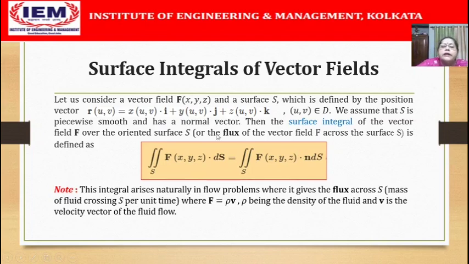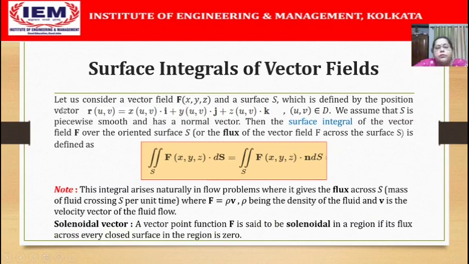Now see that this integral naturally arises in flow problems where it gives the flux across S. For example, if F is rho v, where rho is the density and v is the velocity vector of the fluid flow, then this surface integral will actually give the mass of fluid crossing S per unit time. And this is why the surface integral is sometimes also called the flux integral, or the flux of the vector field across the surface S.